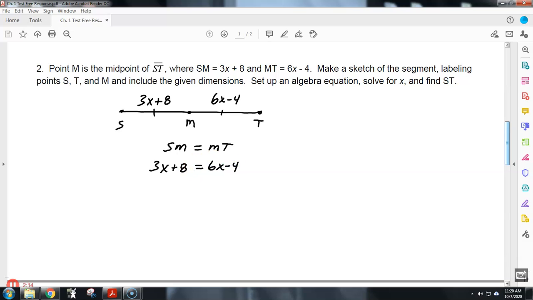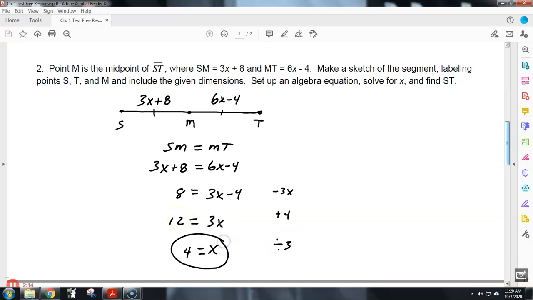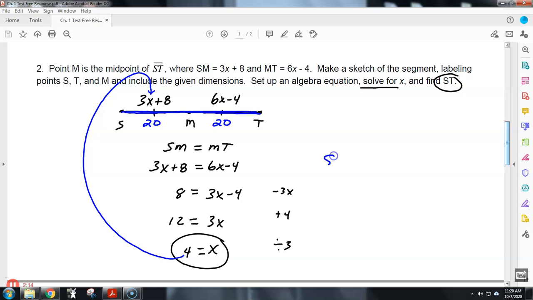And I minus the 3x from both sides. Now I'm going to add 4 to both sides. And then I'm going to divide by 3. And I get x equals 4. Set up an equation, solve for x. Find ST. So ST is this entire length. So when I plug this 4 back in, 3 times 4 is 12, plus 8 would be 20. This side is also going to be 20. So the full distance from S to T would be 40.